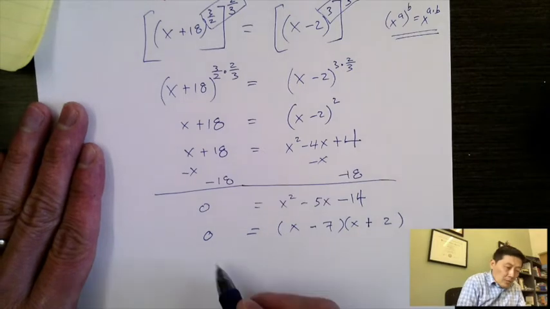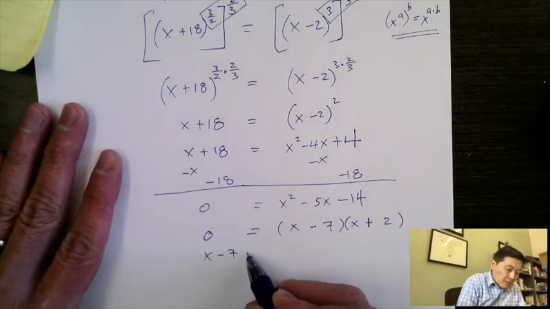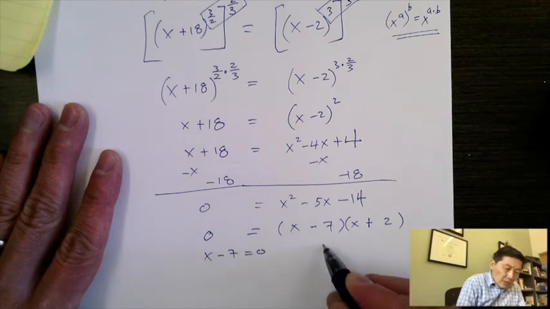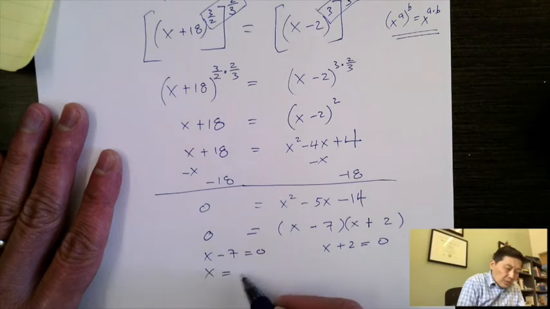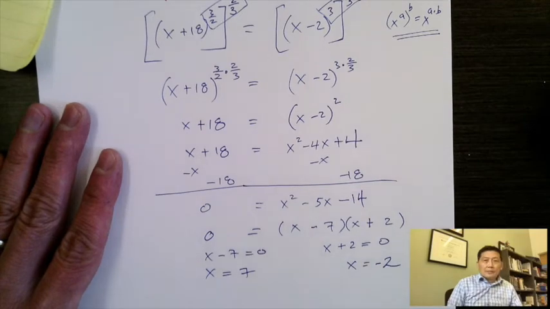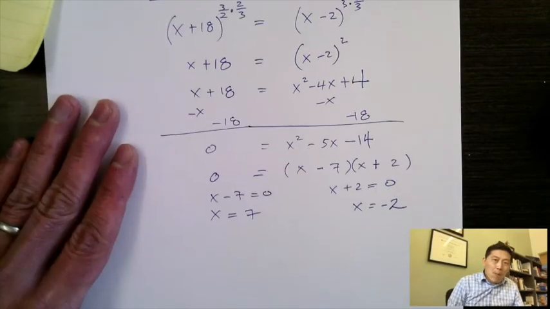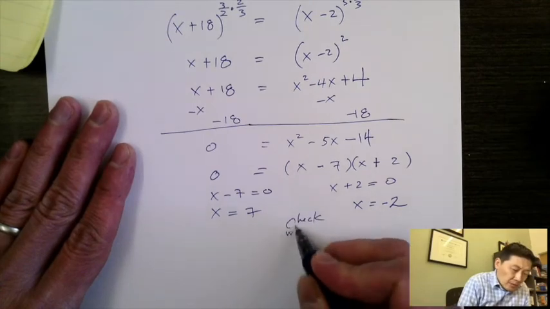So that means x minus 7 is equal to 0, and x plus 2 is equal to 0. So x is equal to 7, and x is equal to negative 2. Okay. Now, I got to check. Remember, I got to check with the original.